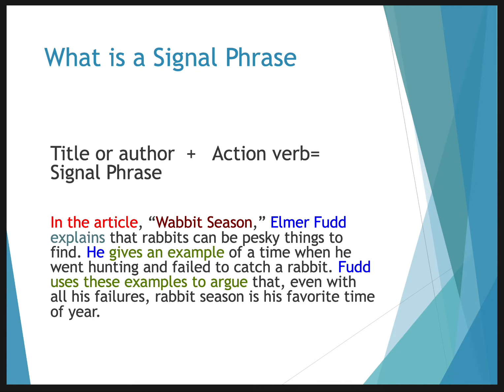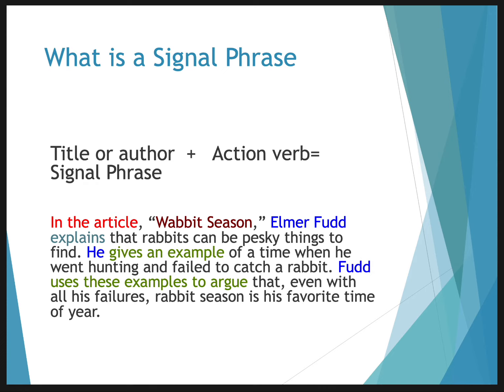In addition to the identifying information, you need the action verb. And our textbook gives lots of good examples about how to get away from the author says or the author writes. So here, we want these action verbs to describe the text. So he gives an example of a time. He uses the example to argue. So what we're going to do is we're really going to use those signal phrases to describe the text.